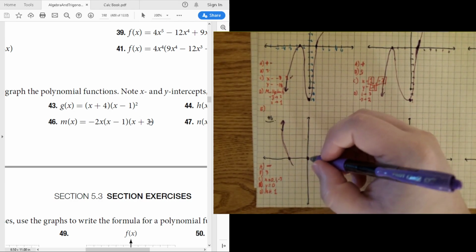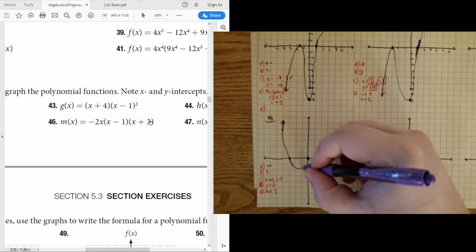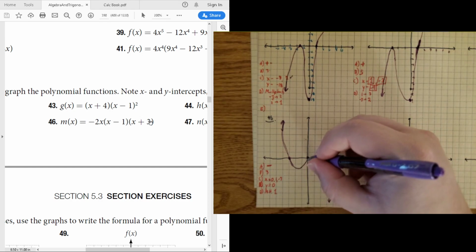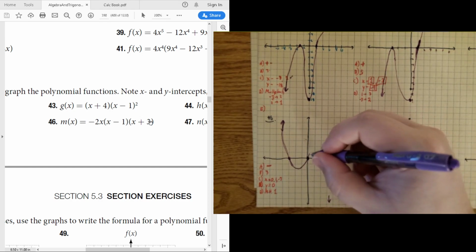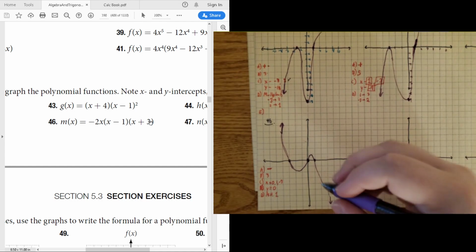Now, what's next going to happen? Well, I have to come back and hit this point. So I'm going to have to turn around, start coming back. Am I going to hit it and keep going, or am I going to hit it and bounce? Well, it's multiplicity 1, so I'm going to hit it and keep going. Now I got to come back around and hit this one. Again, do I hit it and keep going, or do I hit it and bounce? It's multiplicity 1, so I hit it and keep going. And eventually, it's going to end up down there.